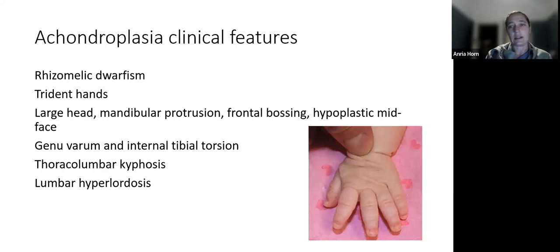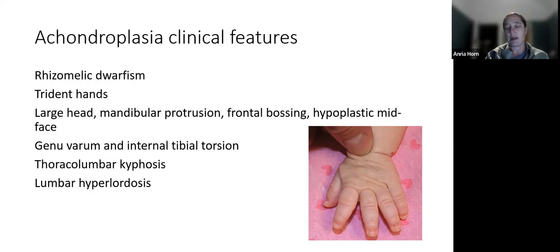Their clinical features are rhizomelic dwarfism, so short limbs. Rhizo is Greek for root, so the roots of the limbs are short. Trident hands, that's that story. Large head, mandibular protrusion, frontal bossing, hypoplastic midface. And then their typical deformities are genu varum and internal tibial torsion.